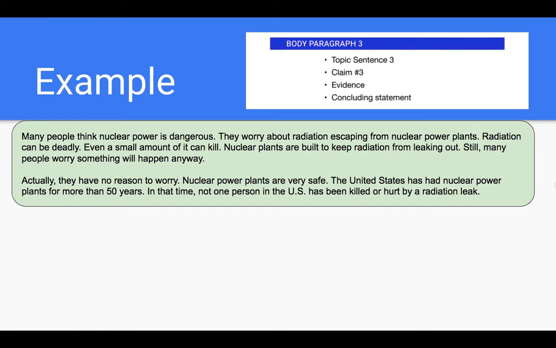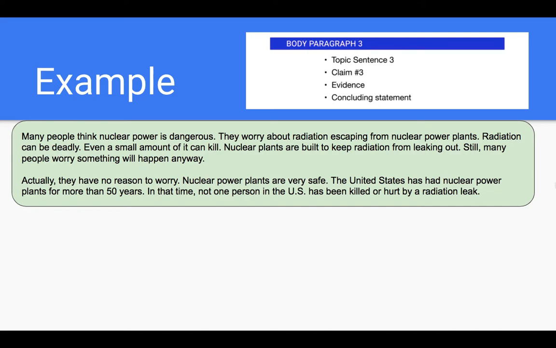Many people think nuclear power is dangerous. They worry about radiation escaping from nuclear power plants. Radiation can be deadly. Even a small amount of it can kill. Nuclear plants are built to keep radiation from leaking out. Still, many people worry something will happen anyway. Actually, there's no reason to worry. Nuclear power plants are very safe.